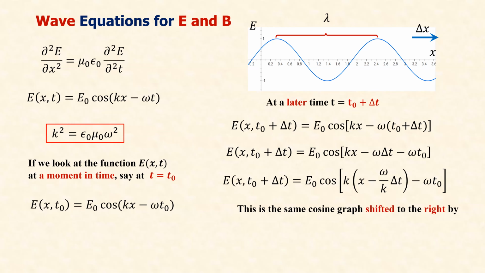So this is the same cosine graph shifted to the right by this amount, delta x, which is omega over k times delta t. If you look at some later time, you see that this is shifted. By how much? This much. And this delta x is equal to omega over k times delta t. Then you can divide by delta t, and so you see that delta x over delta t is omega over k. Therefore, it is the velocity of the wave. The wave is moving at the velocity v that comes from omega over k.